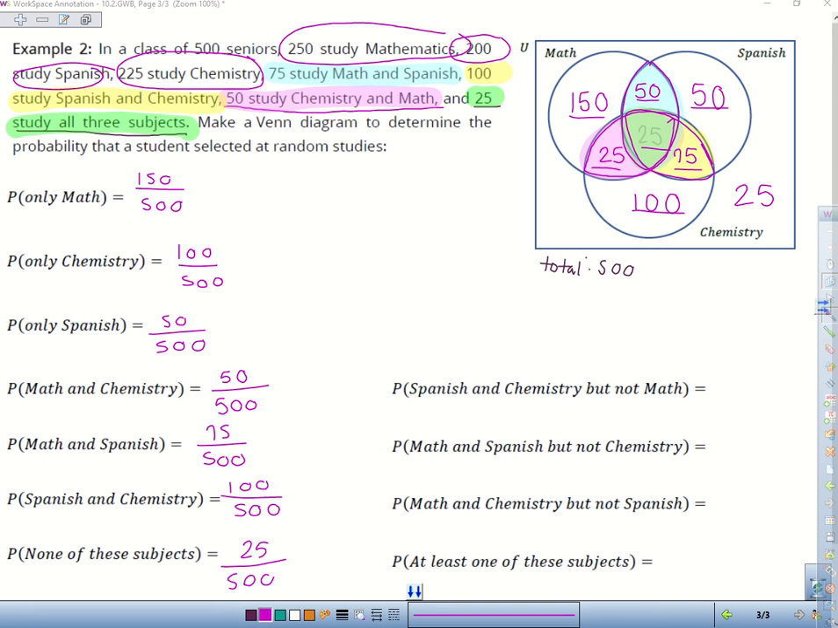Alright, how many are taking Spanish and chemistry, but not math? 75. Good. Now you're looking at the pieces on the outer side. How many are taking math and Spanish, but not chemistry? 50. How many are taking math, chemistry, but not Spanish? 25. Good. And how many are taking at least one of these subjects? 25. Okay, I think that works.